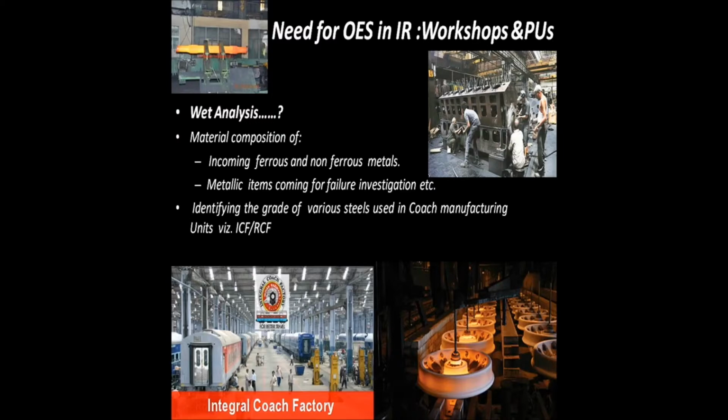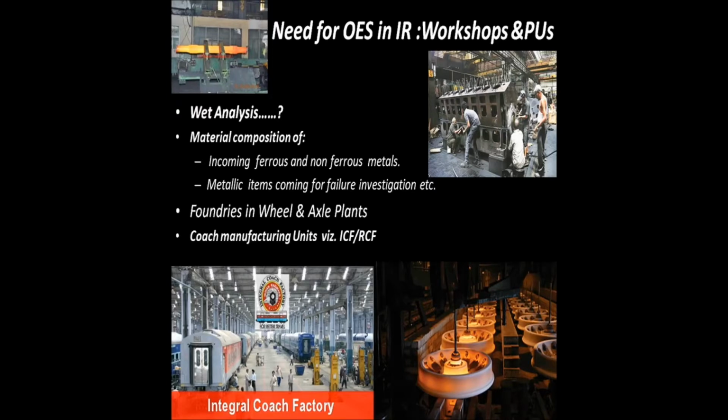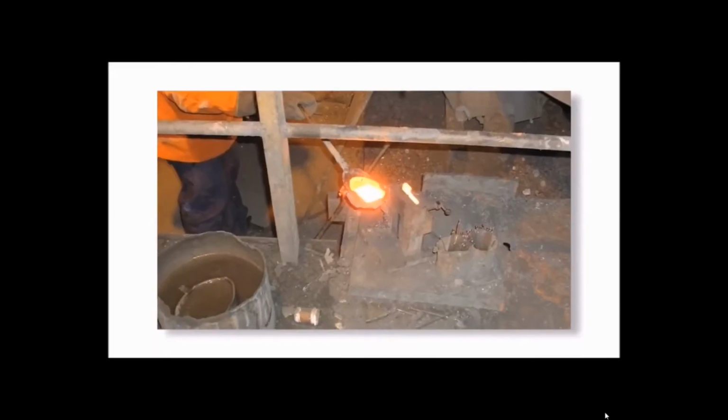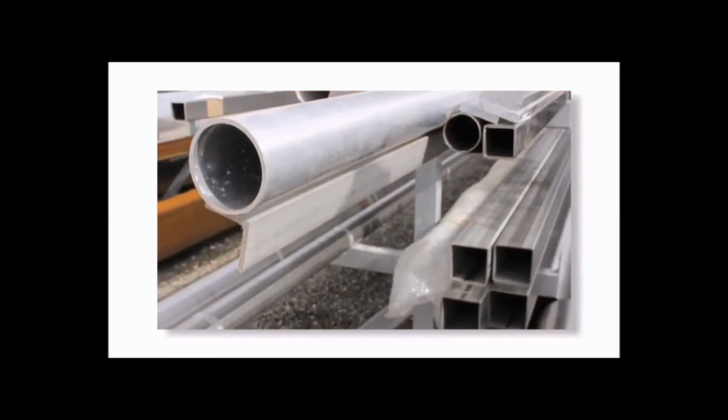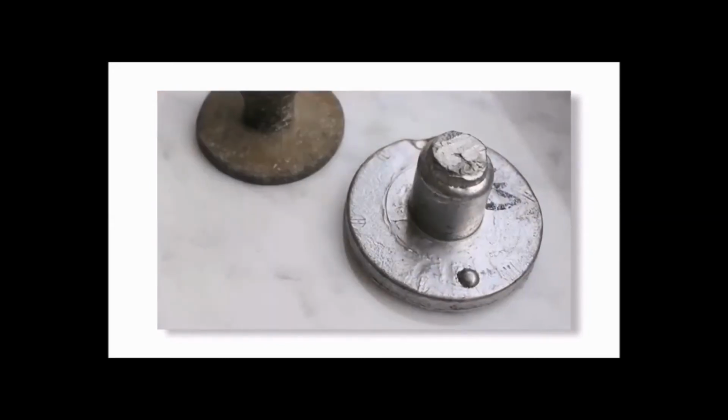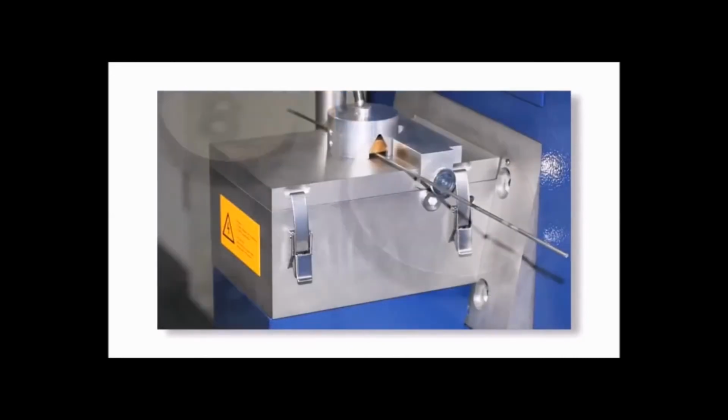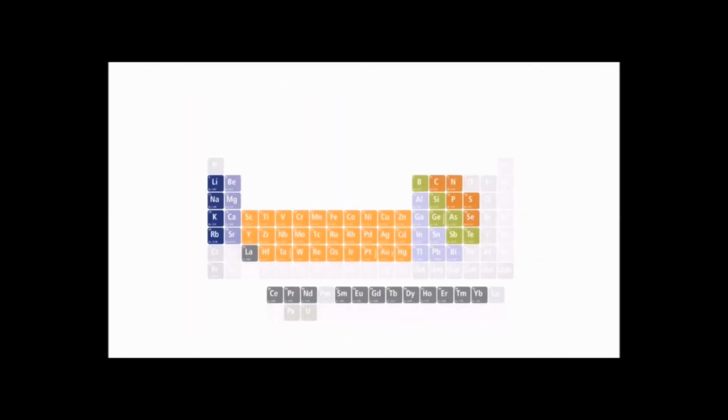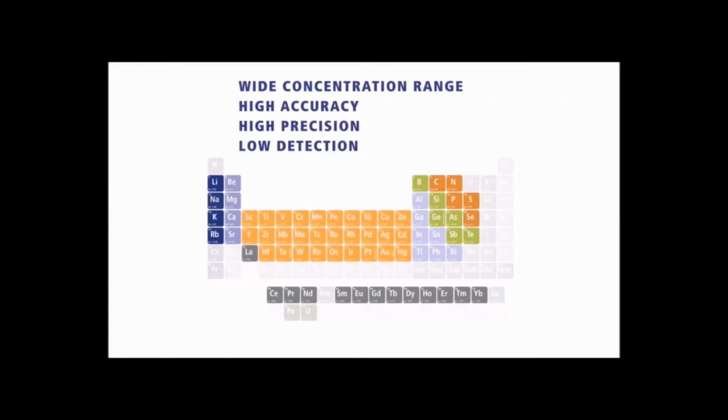It is also used for identifying the grade of steels used in coach manufacturing units, especially in case of stainless steel LHB type coaches where a number of different grades of stainless steel are being used. Foundries in wheel and axle production units use this technique for doing ladle analysis of molten iron, especially for estimating trace elements such as nitrogen in steel. Elements shown in color can actually be analyzed or identified by means of an OES.